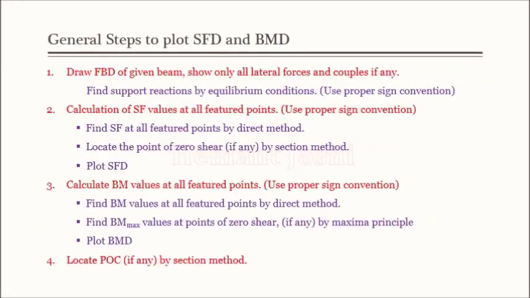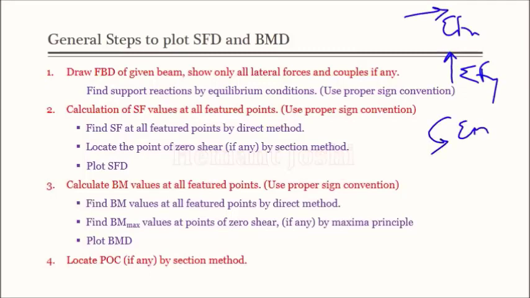Now these are the general steps which are followed to plot shear force and bending moment diagram. The first step is as usual, draw a FBD of given beam and find reactions of all the supports whatever they are given. With proper sign convention we have to use. Here the sign convention of equilibrium we have to use. So for the first step we are using summation Fy upward positive, summation Fx rightward positive, and summation moment anticlockwise positive, because these three are the basic sign conventions what we learned in first year mechanics. So these equilibrium sign conventions we are going to use for first step.